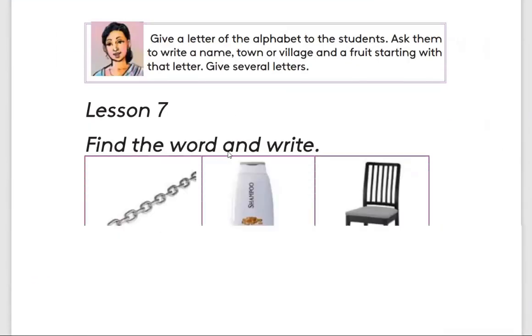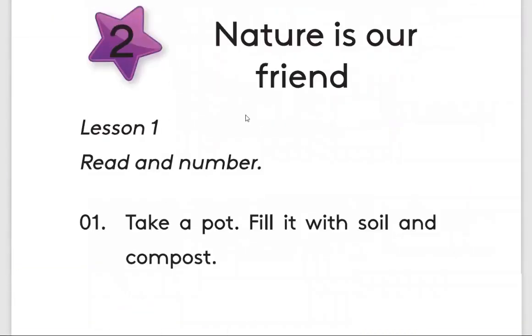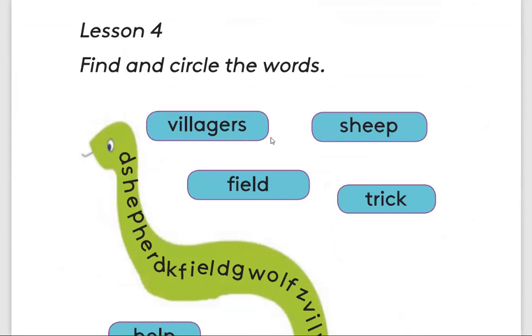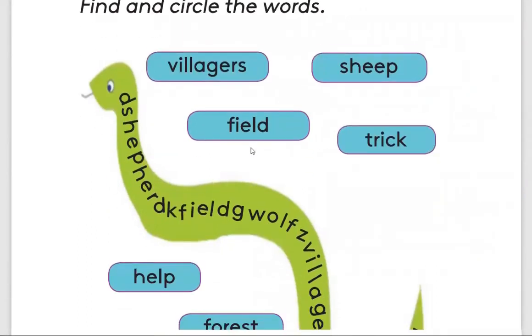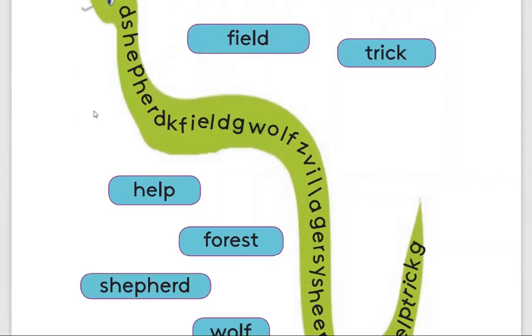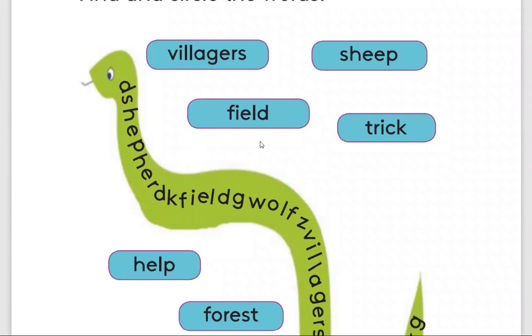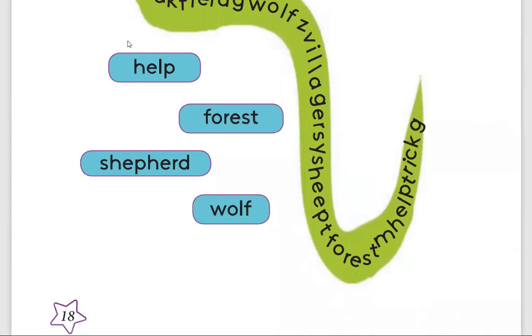They are page number 18, 19, and 20. See? Right. See, lesson 4. Find and circle the words. Right. We did this one. Last Friday, you wrote the words for dictation. Today also you have to find out the words. Villagers, field, sheep, trick, help, forest, shepherd, and wolf. Yes, take a nice color pencil and circle.